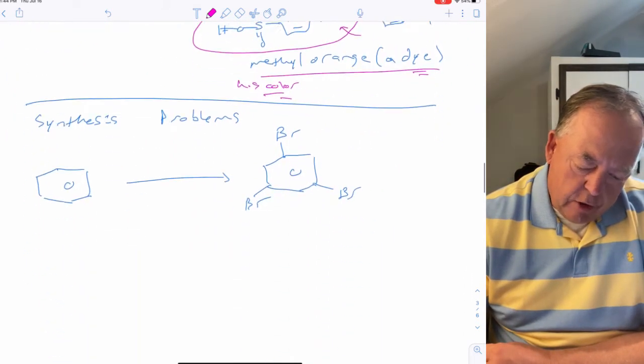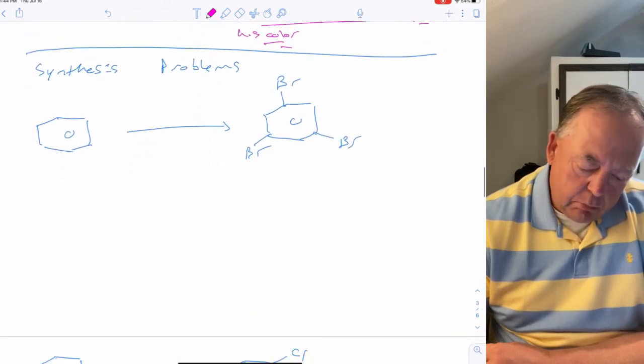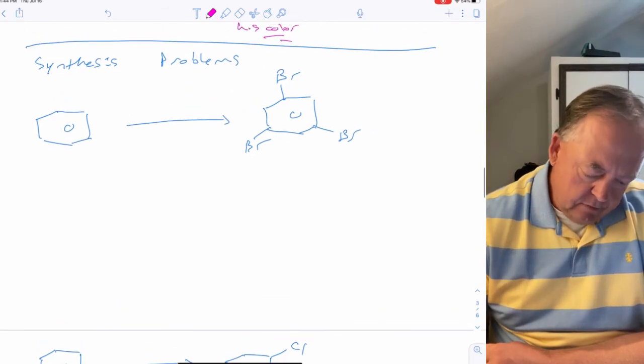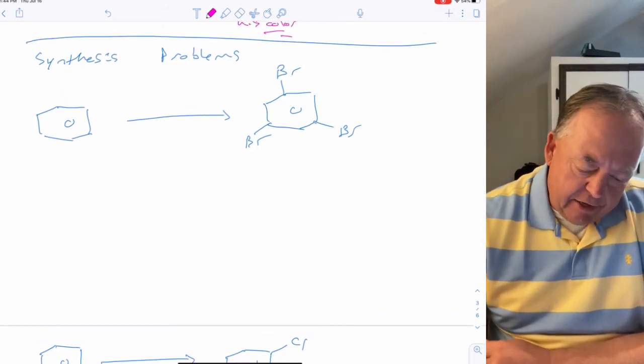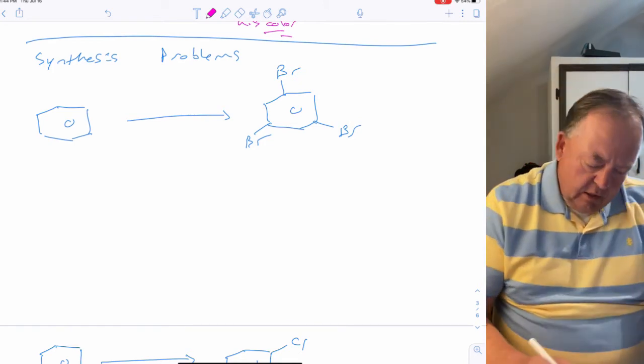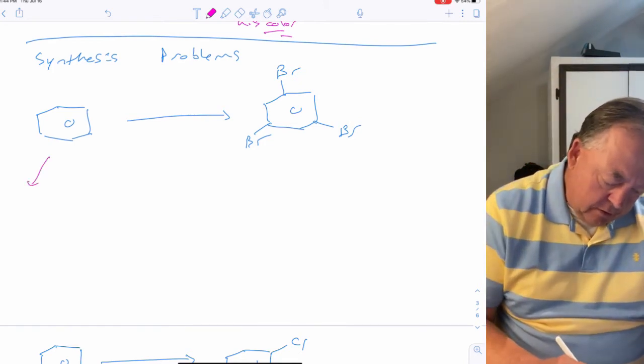Okay, so that's the reactions out of this chapter. So now let's apply that to some synthesis problems. So start with benzene. How do you make 1,3,5-tribromobenzene? So you know how to put bromine on the ring.